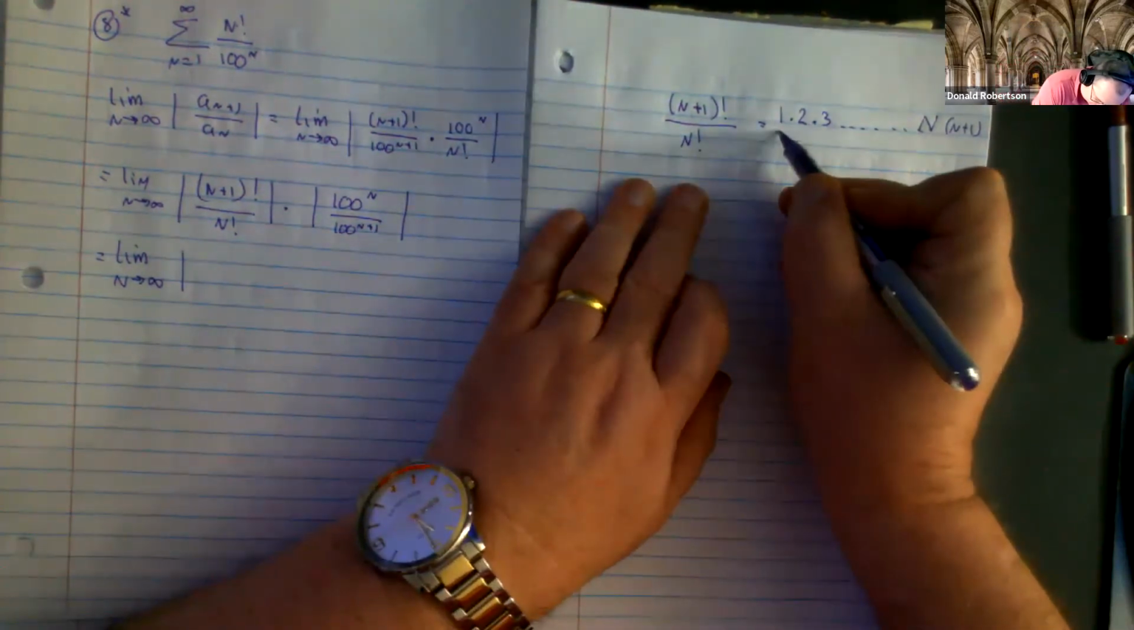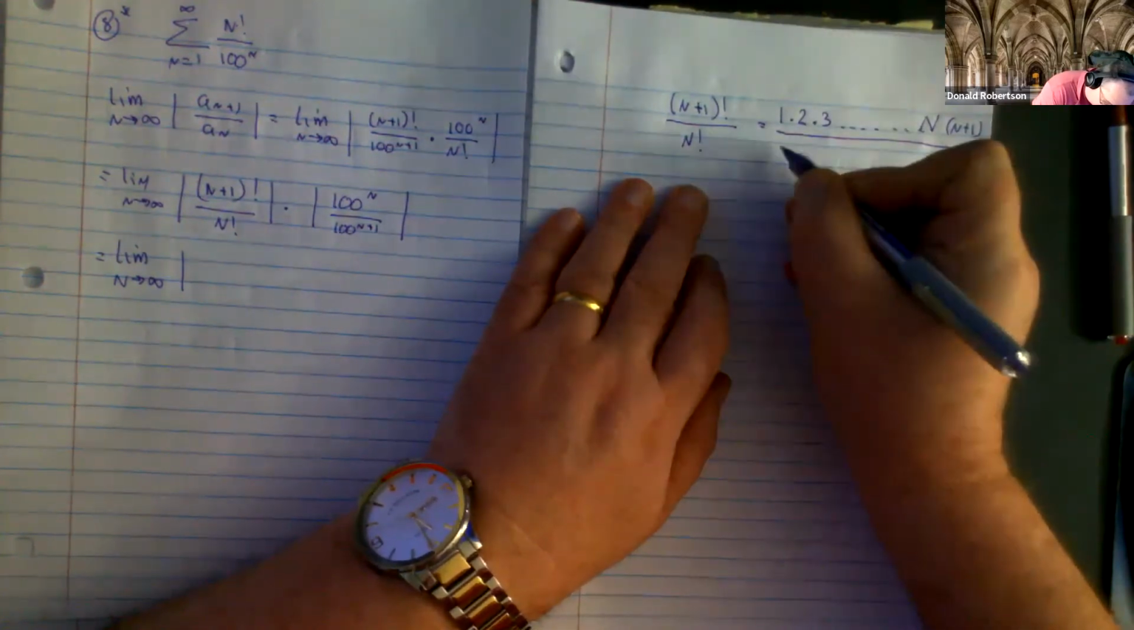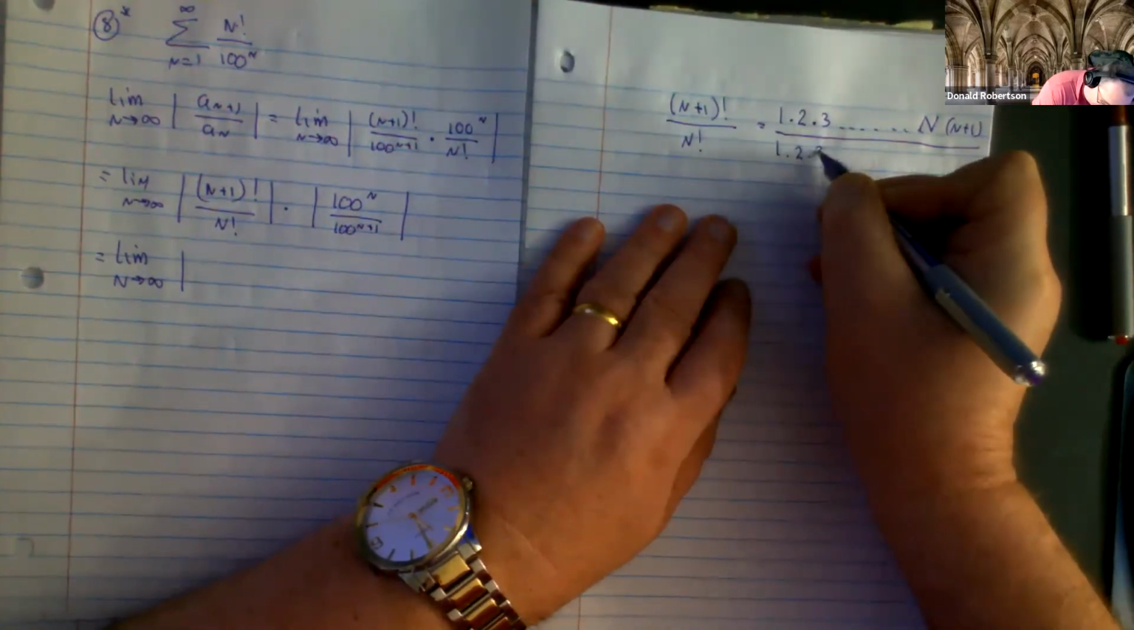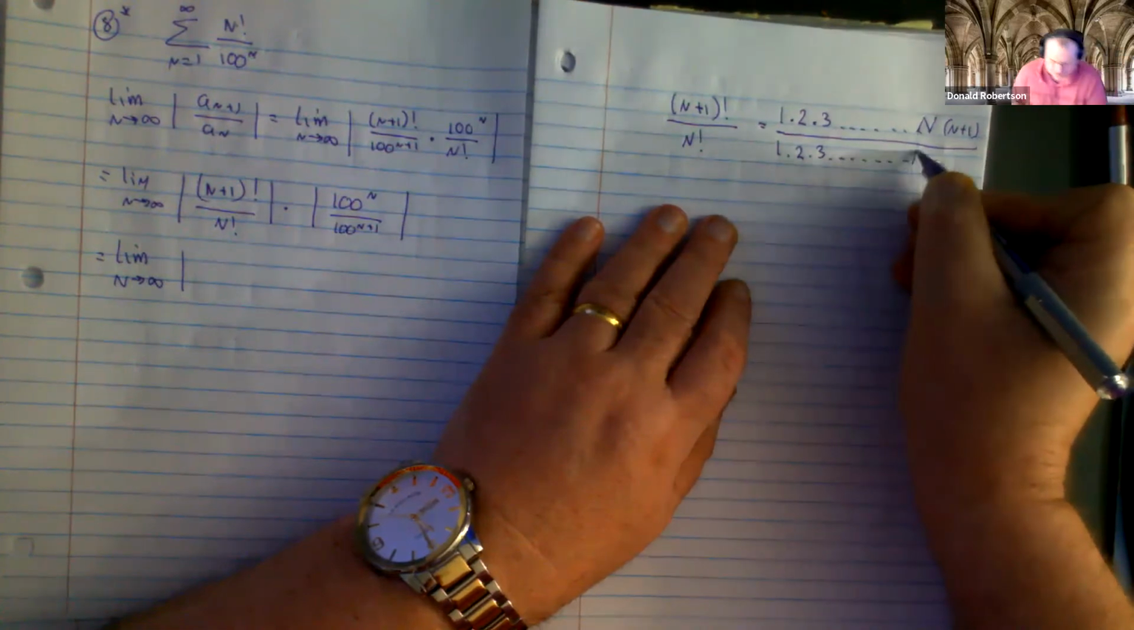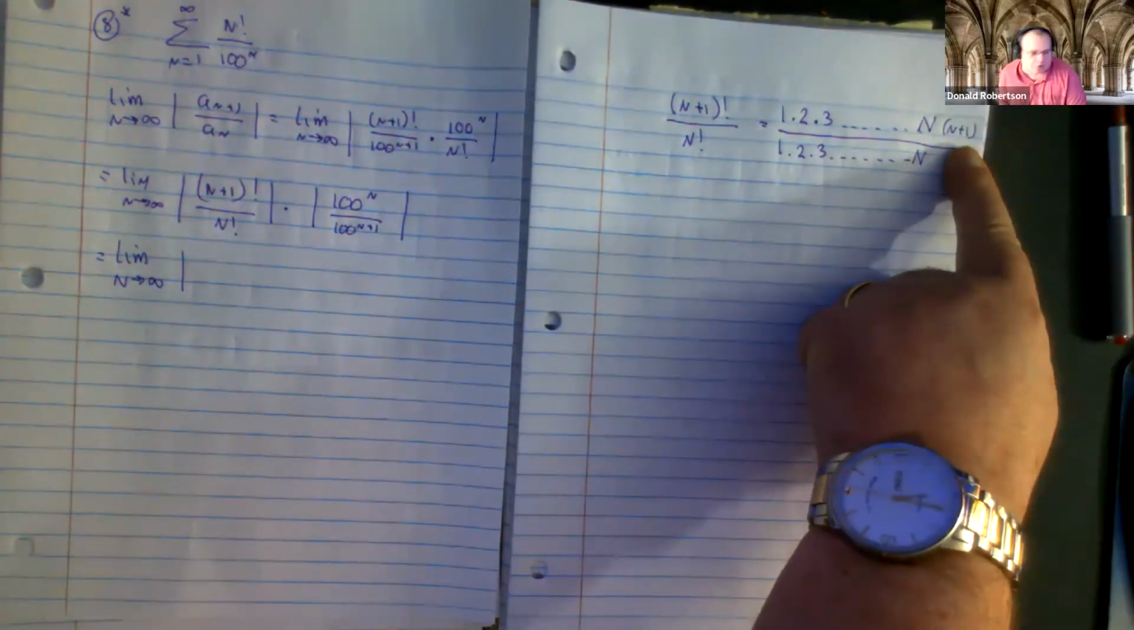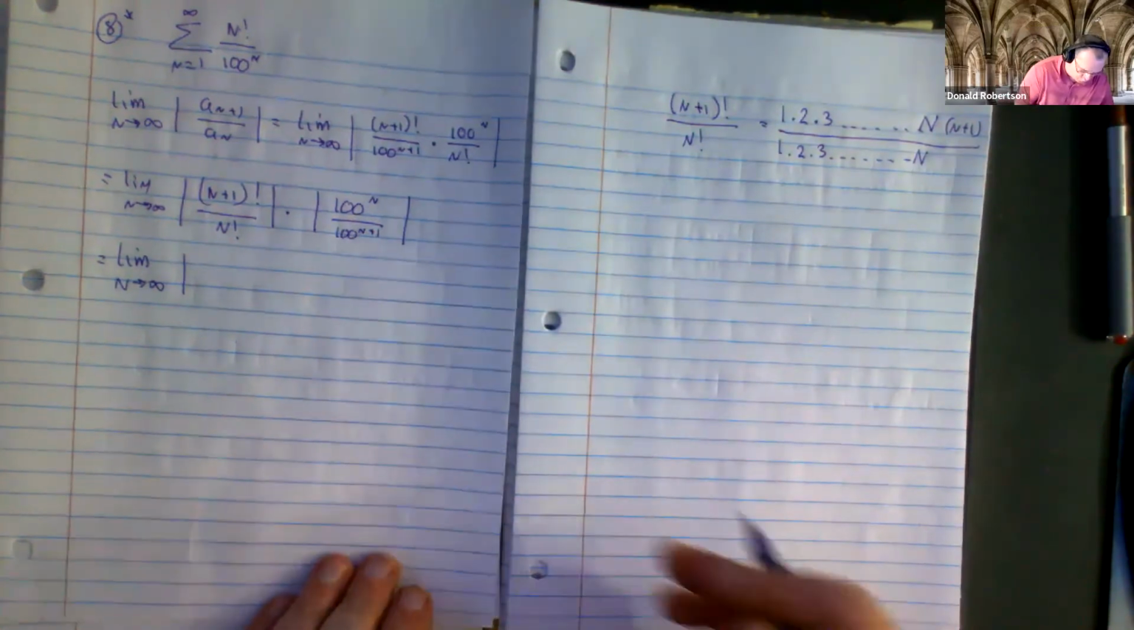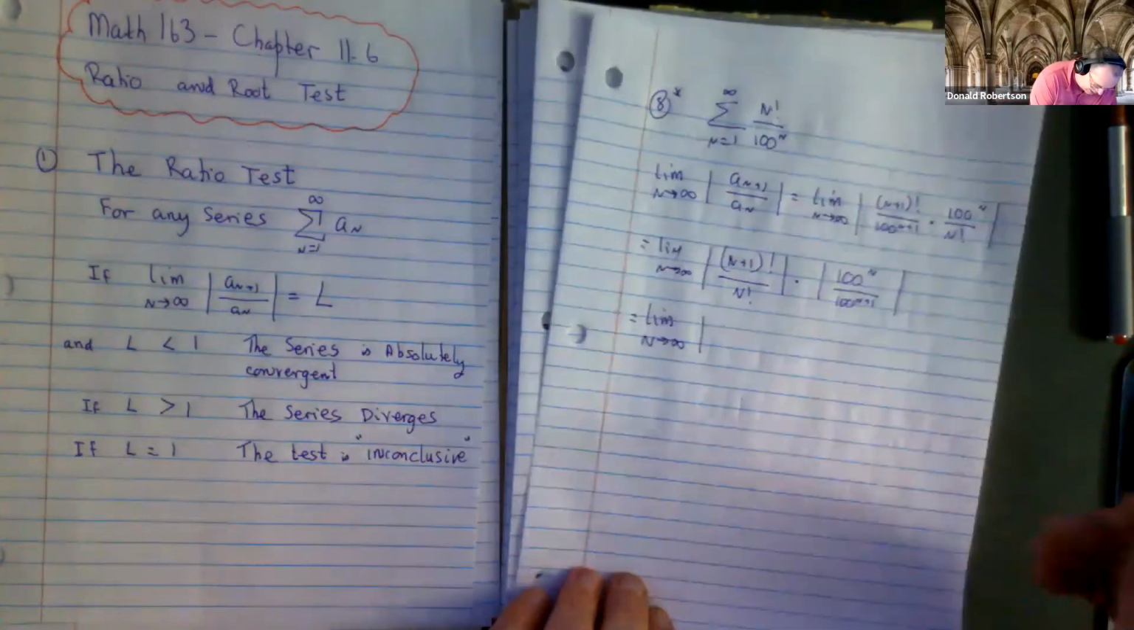n factorial, on the other hand, is 1 times 2 times 3, and this time I'm quite happy just to finish it there. Do you see a one-for-one cancel with one exception? The one exception is this n plus 1, and it's on the top. So we get an n plus 1 on the top.